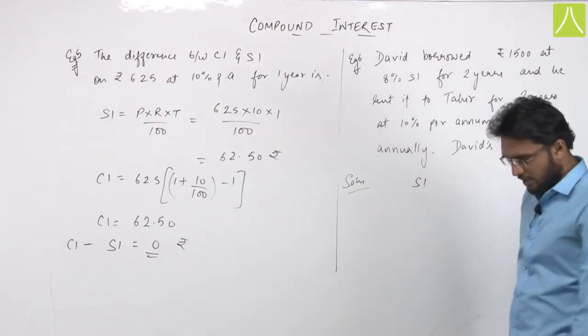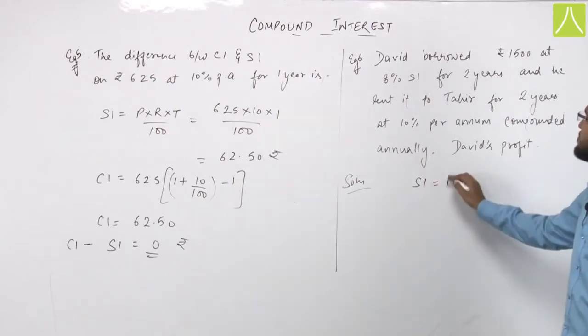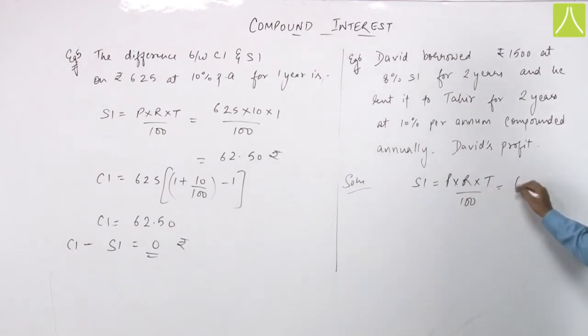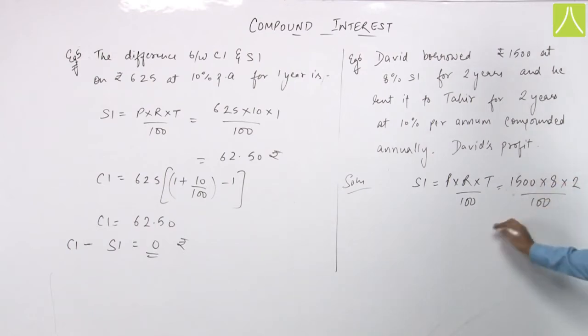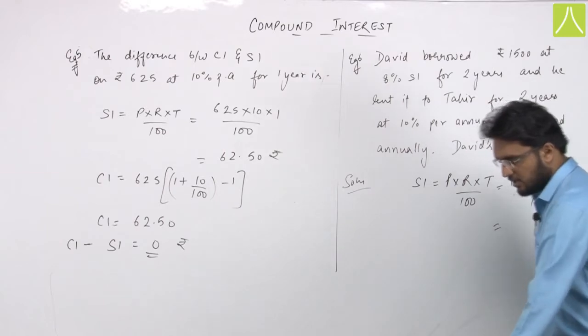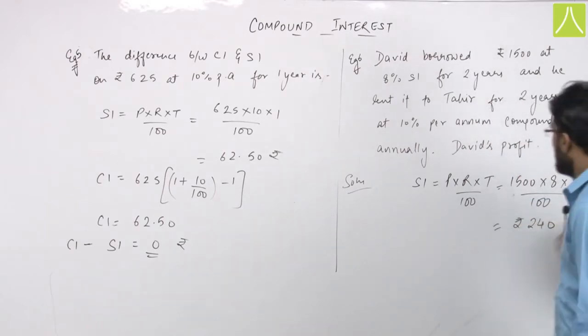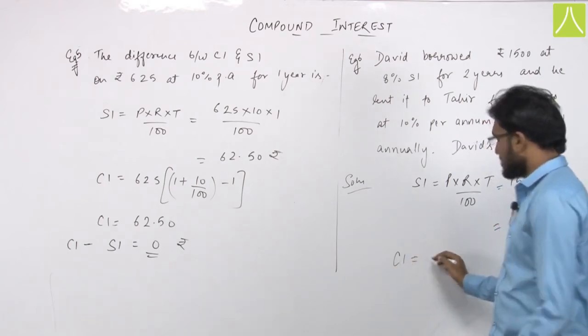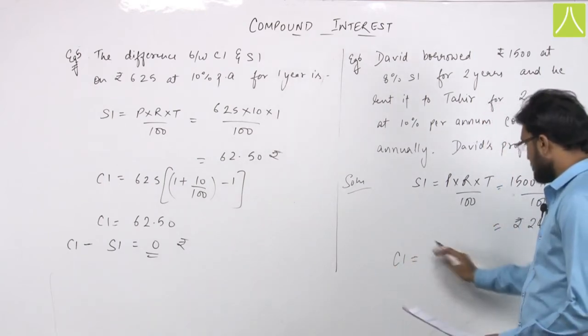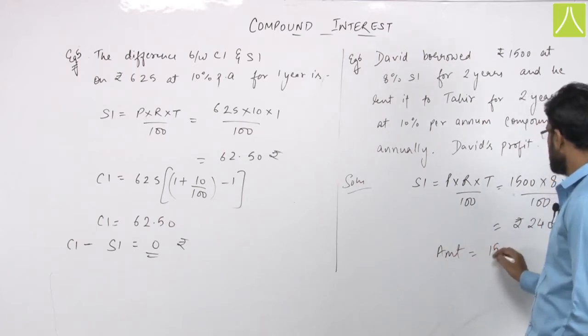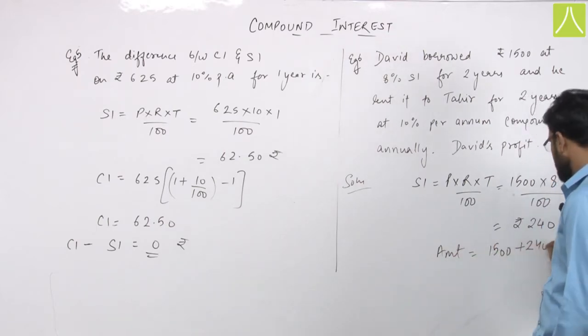First of all, we will calculate the simple interest which David is going to pay, that is principal into rate into time divided by 100. Principal here is 1500, the rate is 8% for the time of 2 years. Solving this equation, the simple interest is equal to rupees 240. Let us also calculate the amount. Then the amount David will be paying is 1500 plus 240, which is equal to 1740.